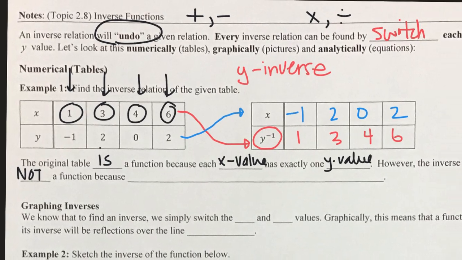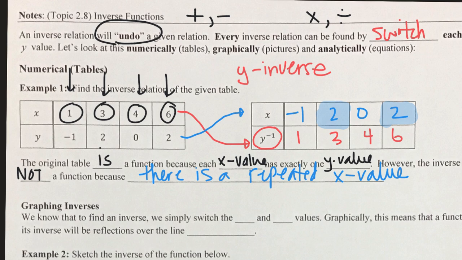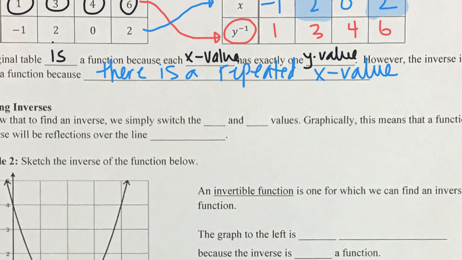Okay, look at our new x terms for your inverse, and what do we notice? There is one that has been repeated, right? So we have a repeating x value, which means that it's not a function. Okay, we have a repeated x value. So let's look at our graphs. To find our graphs, you do just like we did. We switch the x and the y values.